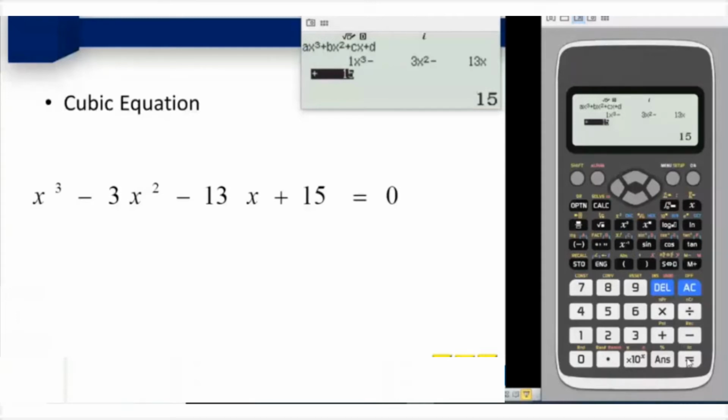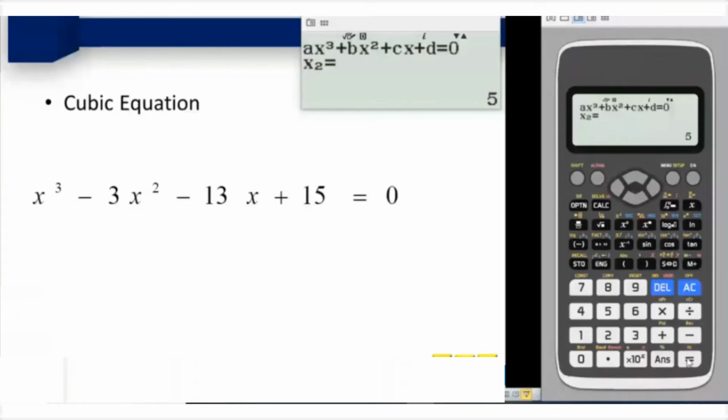So I press is equals to, I got the first root. I press is equals to, I got the second root. I press is equals to again, I got the third root. So there are 3 roots in this equation. First is minus 3, second is 5, third is 1. And when I press shift and option, I'll get the QR code.